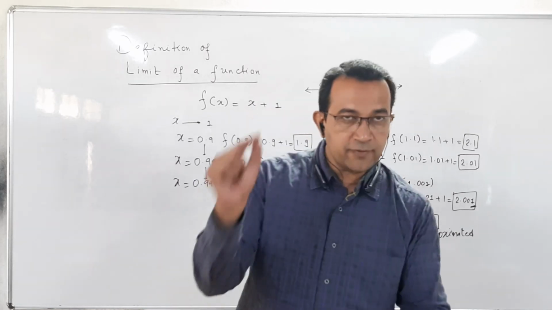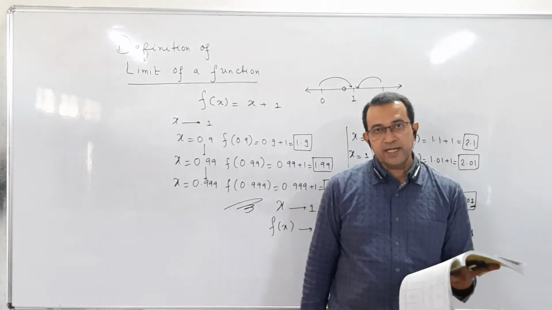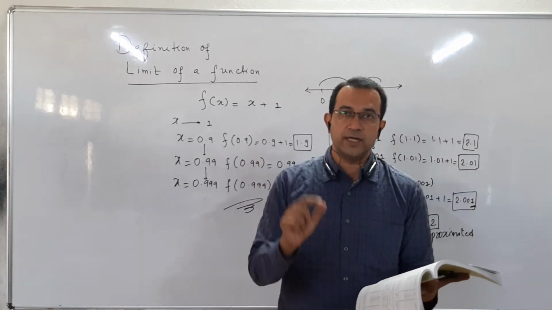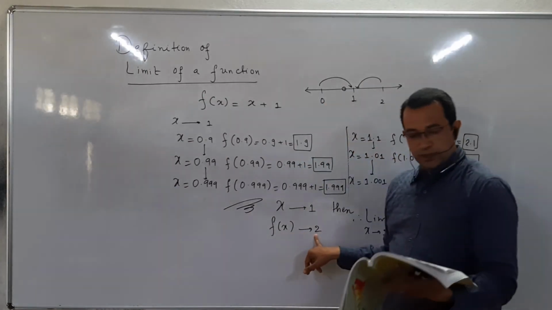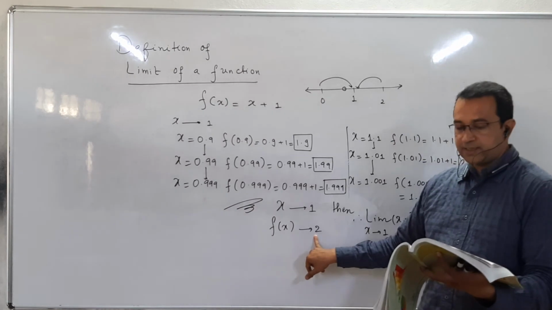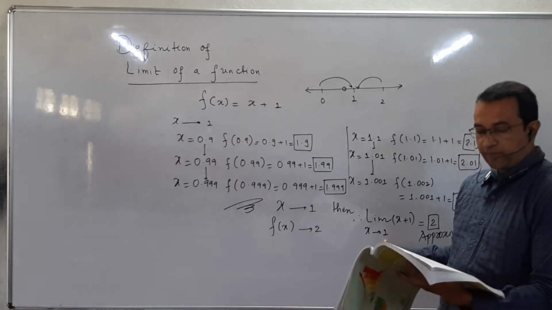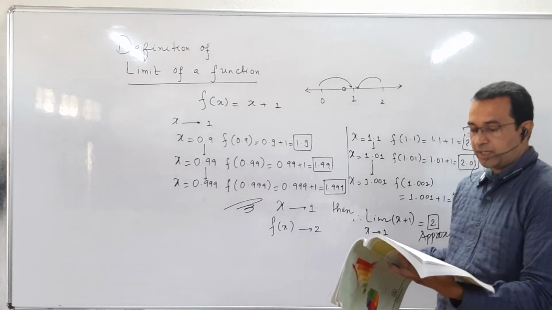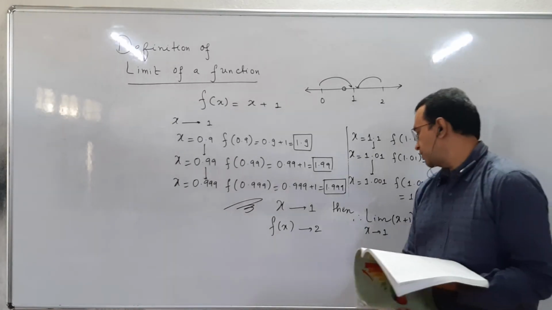When the value of a variable x is brought closer and closer to a number a, then the function f of x is brought closer and closer to a definite real number L. Here, as per our example, it is 2. Then we can say that as x tends to a, the functional value f of x tends to L. Symbolically, it is written as limit x tends to a, f of x is equal to L. L is called the limiting value of the function.